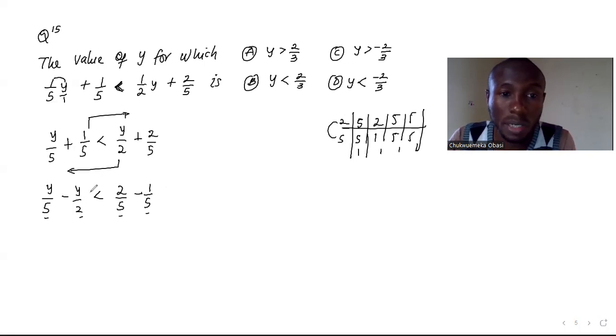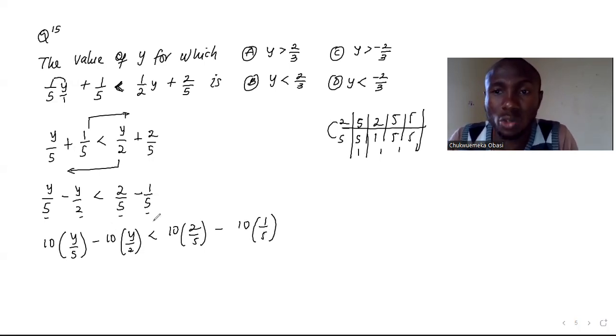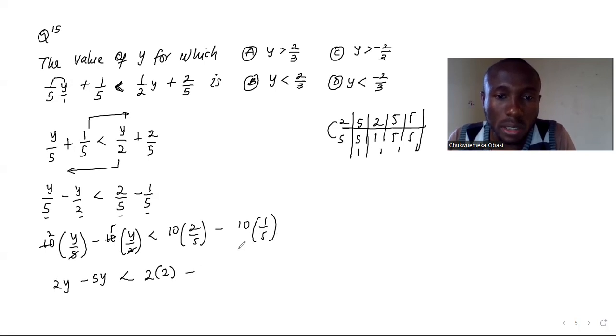So you multiply everybody here by 10. So you have 10 into y over 5 minus 10 into y over 2, then less than, you have 10 into 2 over 5 minus 10 into 1 over 5. The whole idea of doing this is to get rid of the fractions. Now you see this 5 we cancel out 10, you have 2. 2 cancel out 10, you have 5. So here becomes 2y. Okay, here becomes minus 5y. Okay, so we have less than, 5 in 10 is 2. So you have 2 into 2 now. Then 5 here is 1. 5 in 10 is 2. So you have 2 into 1. I believe this is much easier, okay?